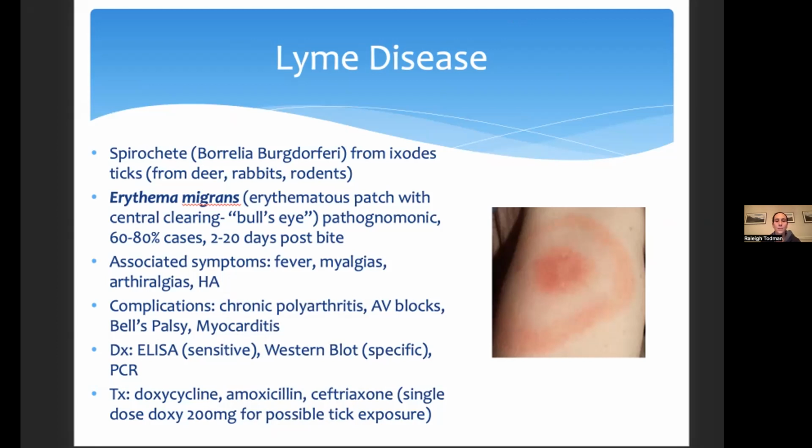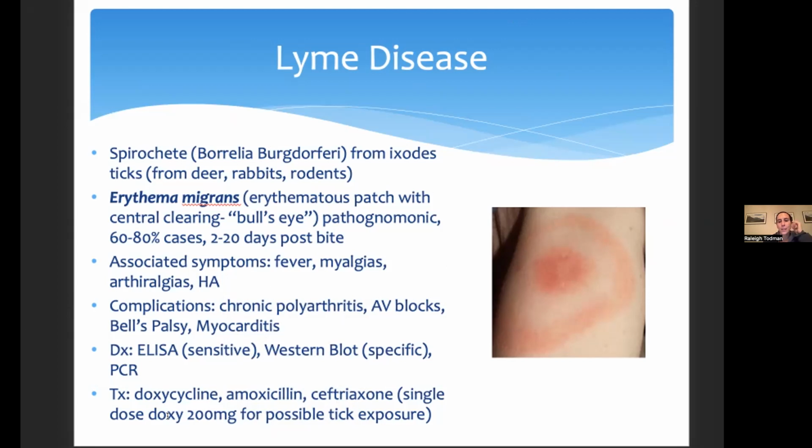This can come with some B symptoms like fever, myalgias, arthralgias. The complications of Lyme disease can be terrible. A chronic polyarthritis can be pretty severe. AV blocks are the cardiac complication, along with myocarditis, and Bell's palsy. And treatment is doxycycline.